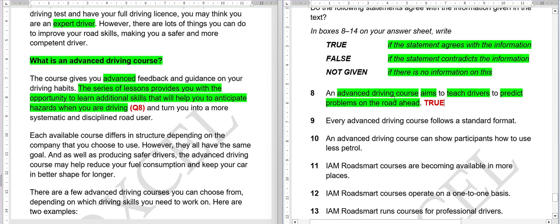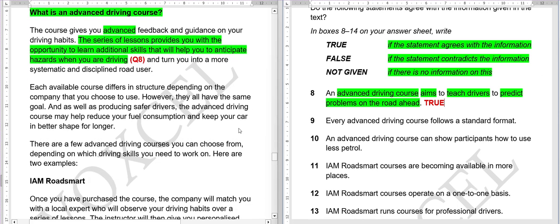Why is it true? If you are not able to identify it, don't worry, I'm going to explain why this is true. Here in the question they are saying that this particular course teaches you to predict problems. I already told you, predict means to anticipate, to guess. So they're saying that it will help you to anticipate hazards. What does hazard mean? Problems when you are driving on the road ahead. I hope it is clear.